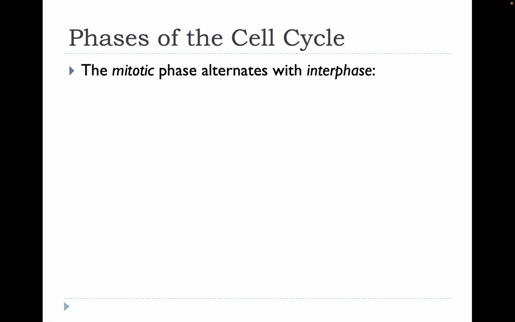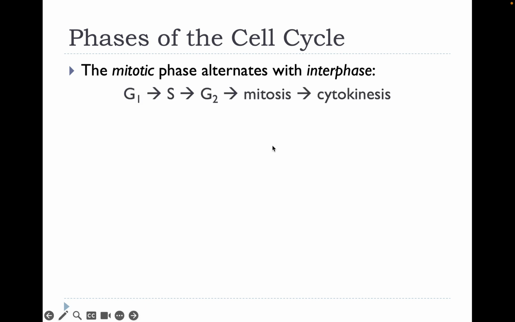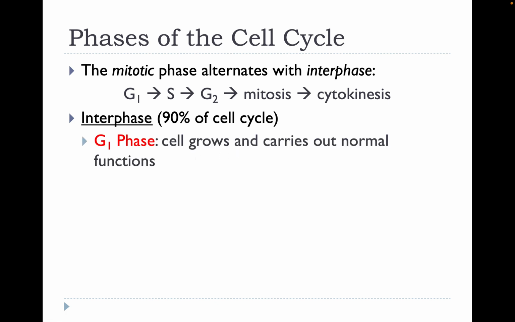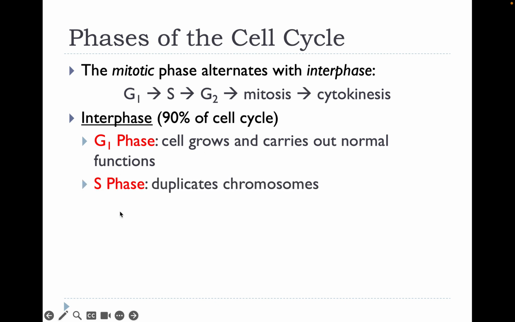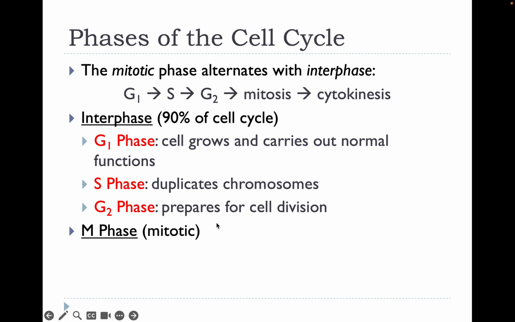So the mitotic phase alternates with interphase. So cells are always either in interphase or mitosis. All right, so interphase is 90% of a cell's time, basically. In the growth 1 phase, this is where cells grow and carry out normal cell functions. S phase is where the chromosomes are duplicated. And G2 phase is where the cell's preparing for cell division by making extra organelles.